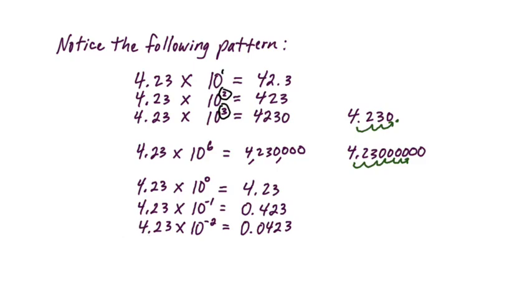And so that's how we're getting our answers here. So go ahead and find 4.23 times 10 to the negative 7 power. You might want to stop the video.